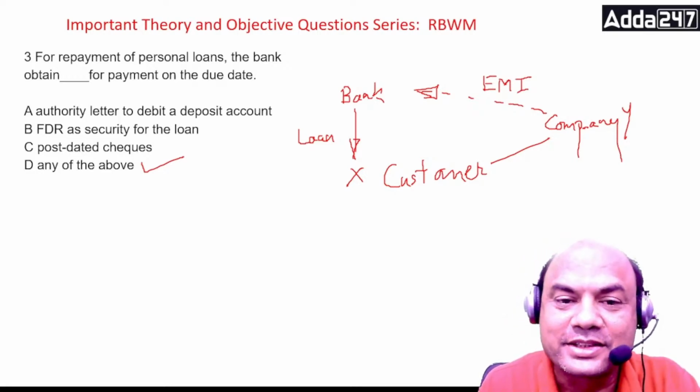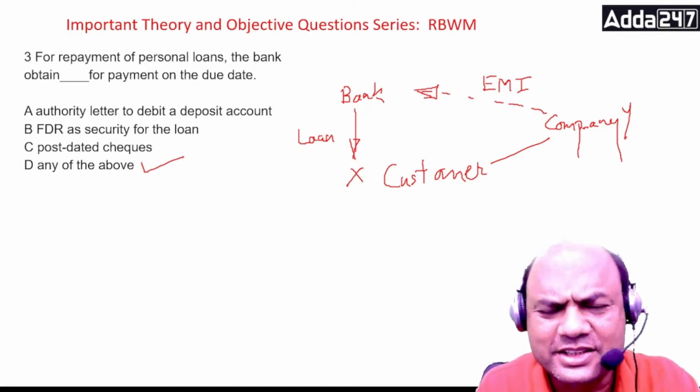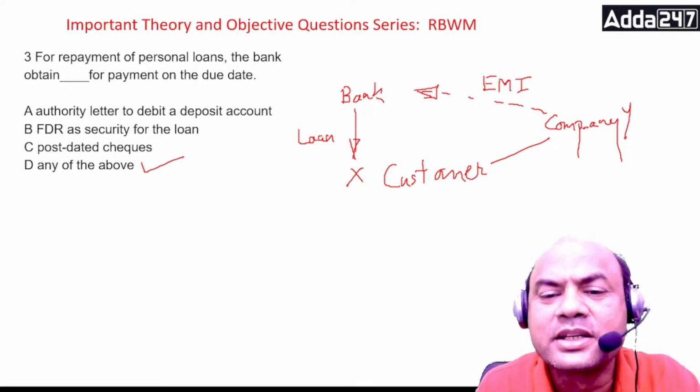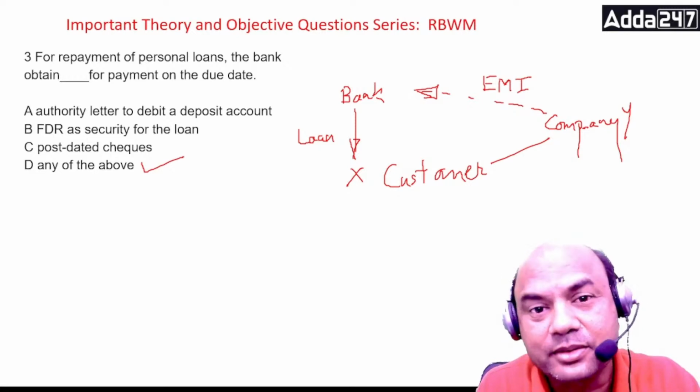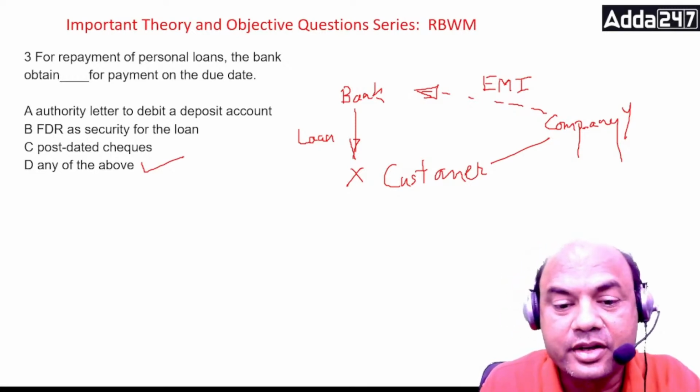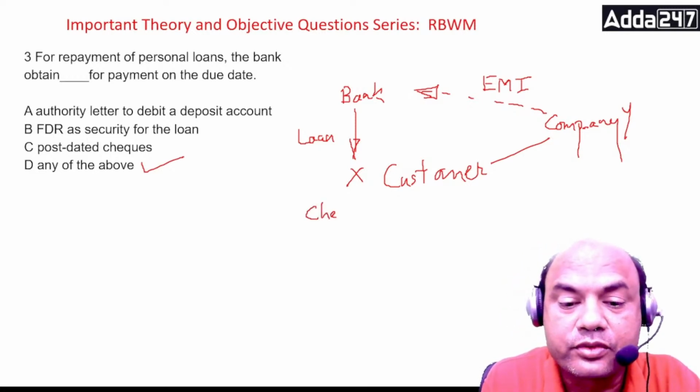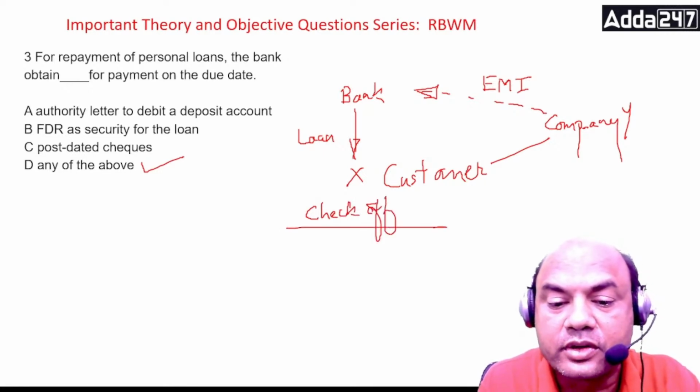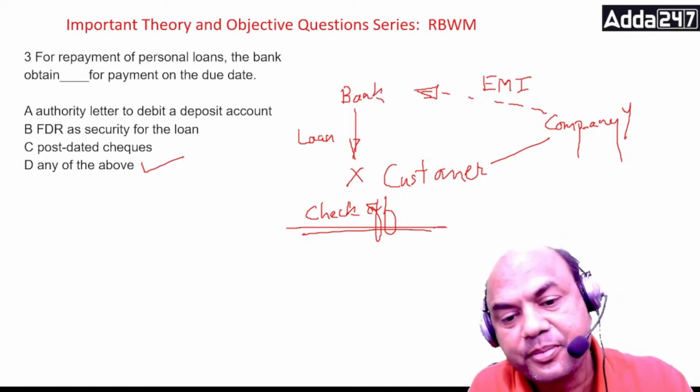Comment section, everyone. Comment section. See here, I got this question because I remembered this. This question is asked in every exam. It is called a check-off facility. Check-off. Okay, this is called a check-off facility. Got it? Clear?